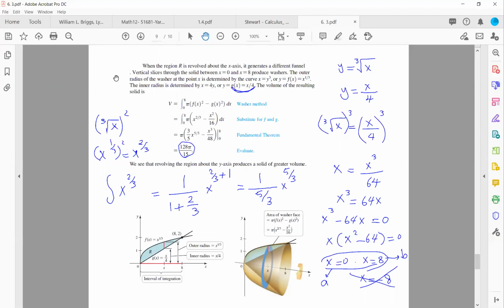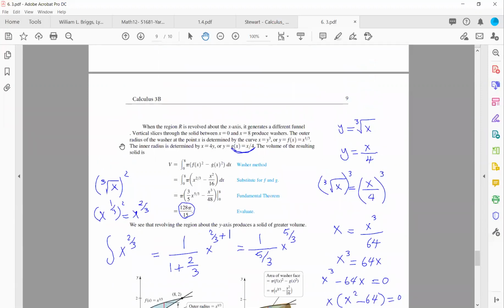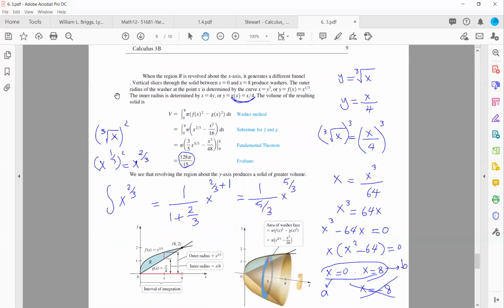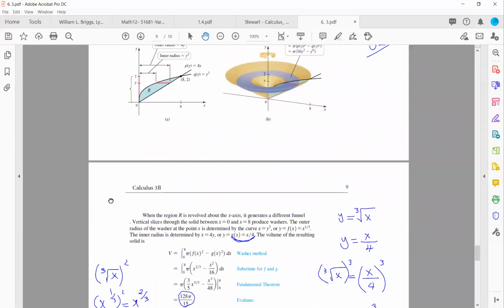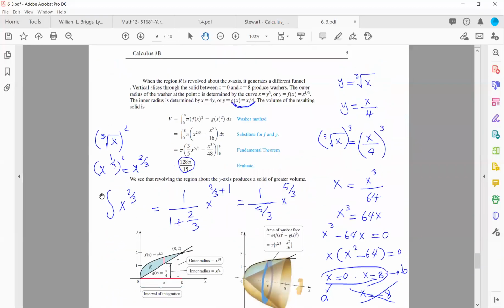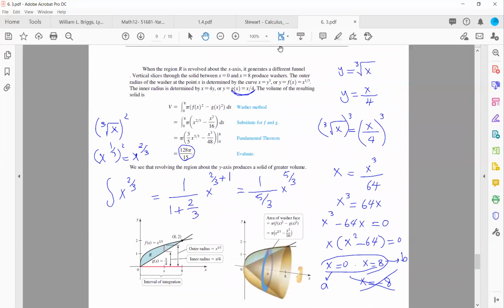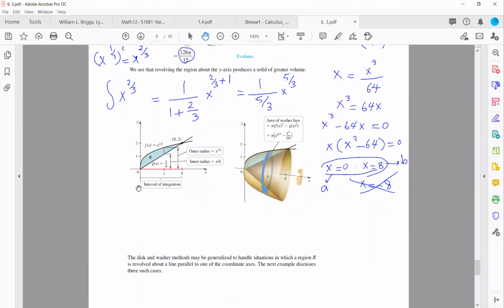So which number is bigger? Revolving about the y-axis, comparing this volume and the previous volume. You don't get the exact same volume. Revolving about the x-axis and revolving about the y-axis give you different volumes. Last example.